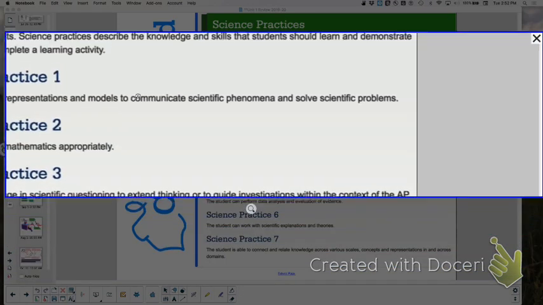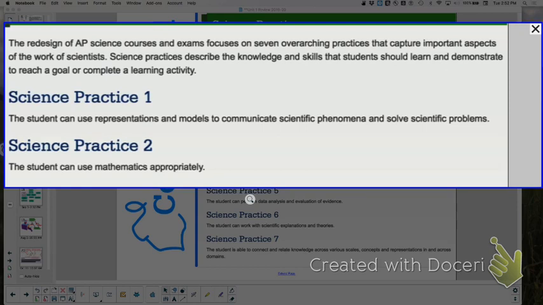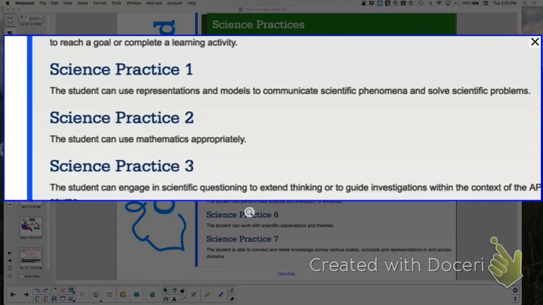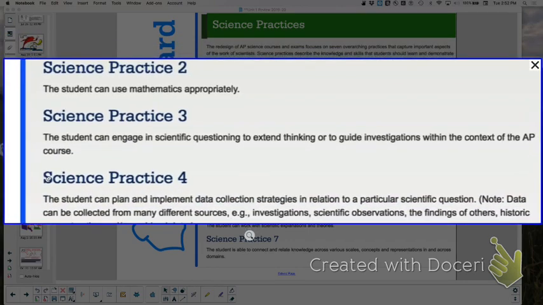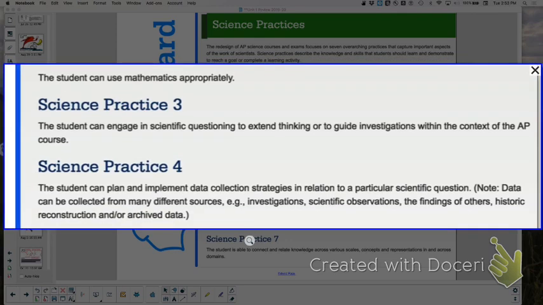Okay, but if we look at science practice 1, the student can use representation. What's the key word there? Models. We look at models and diagrams all the time. Number 2, the student can use math. Give me one right now that I can use to analyze data. Thank you. Okay, science practice number 3, scientific questioning to guide investigations. What do we have at the beginning of all our lab investigations? A driving question. There we go.